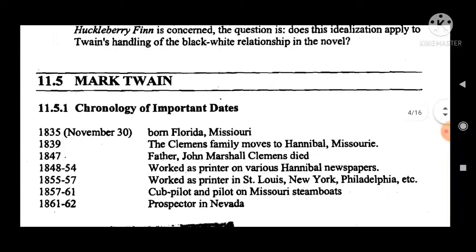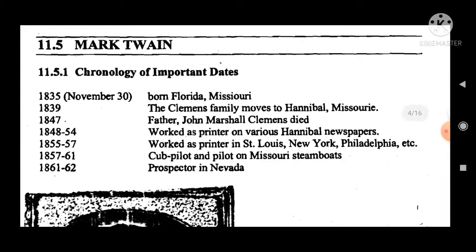Then come to Mark Twain. Chronology of important dates: 1835, November 30, born. On November 30, 1835, he was born in Florida, Missouri.